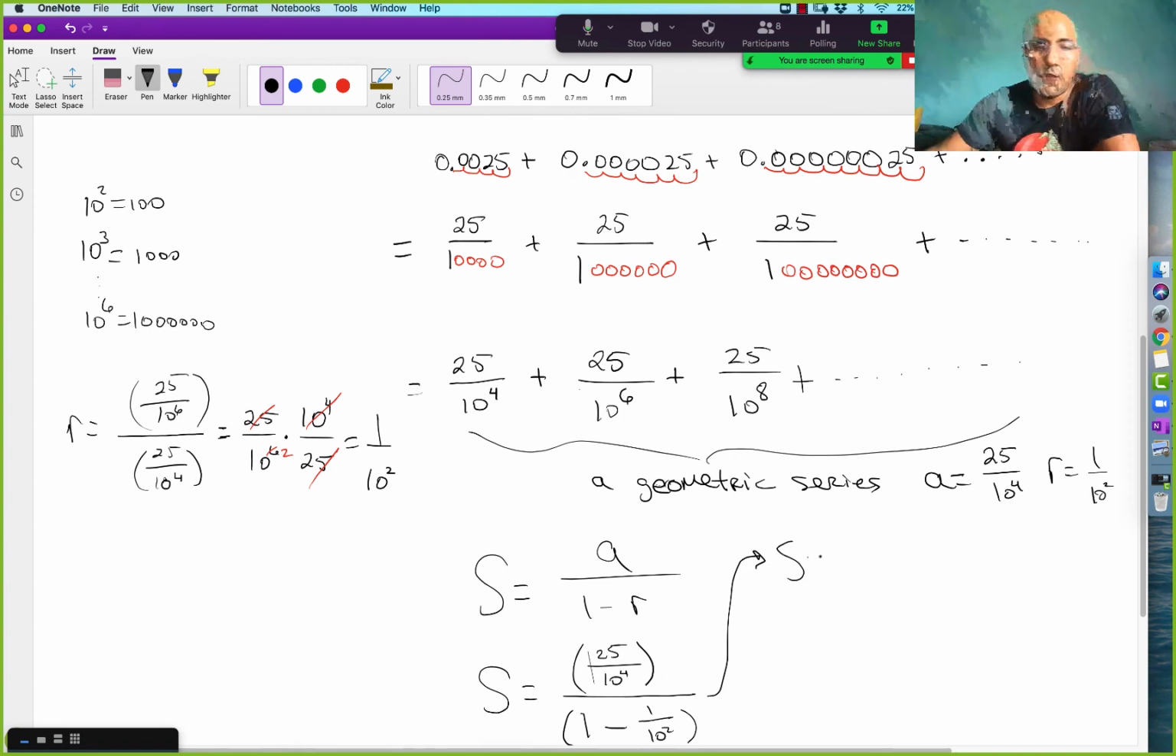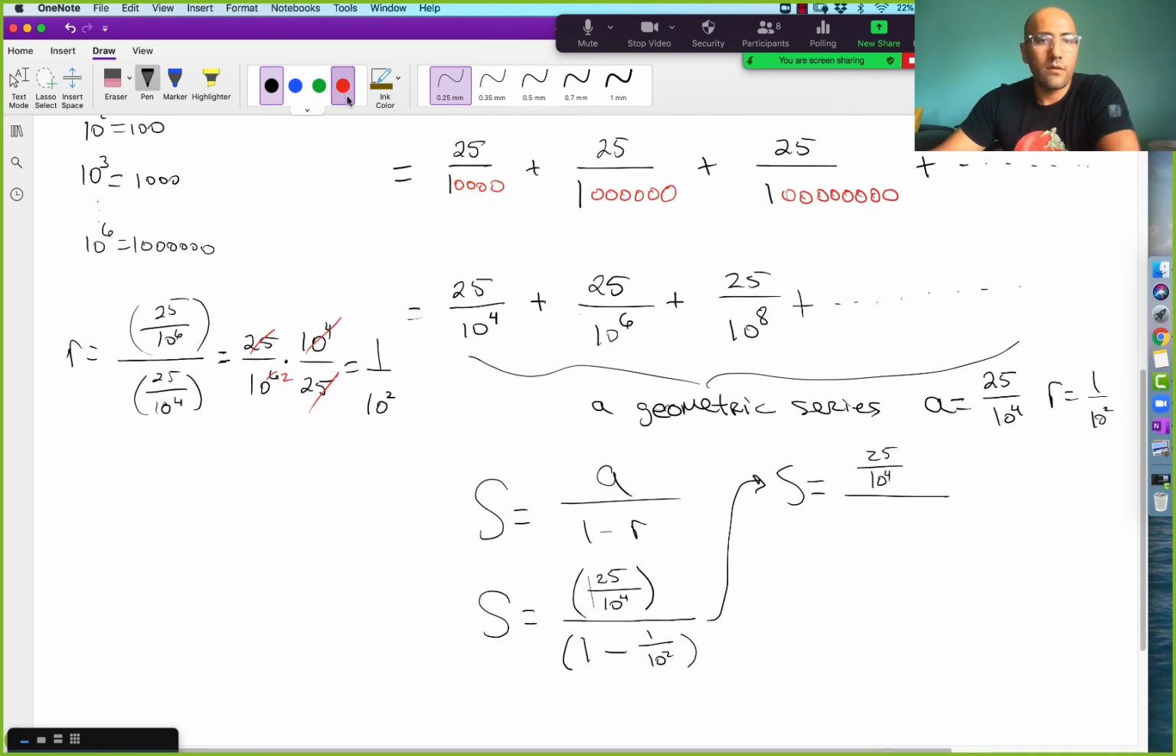Simplifying the denominator, this is going to be equal to 25 divided by 10 to the power of 4 divided by, the denominator is going to be equal to 100. Let's zoom over here. 10 to the power of 2 is 100. This is 100 over 100. If we multiply this by 100 over 100, we end up with 100 minus 1 is 99, all over 100. Right, so this is the same thing as 99 divided by 10 to the power of 2, which is 100.